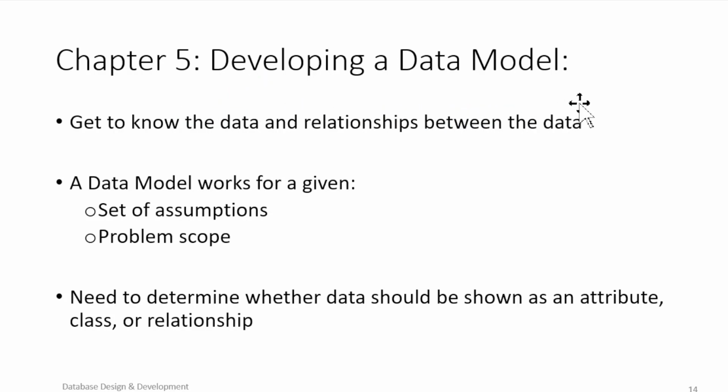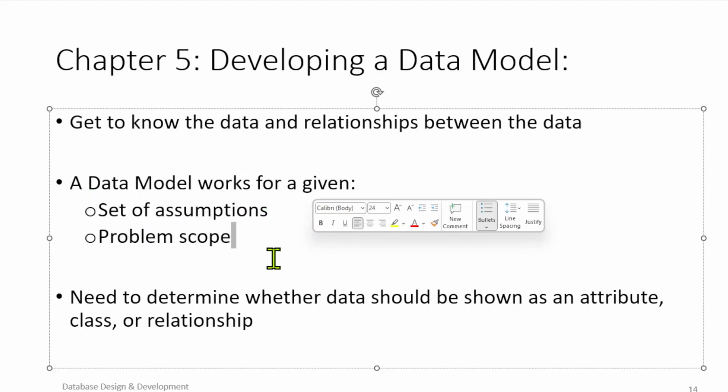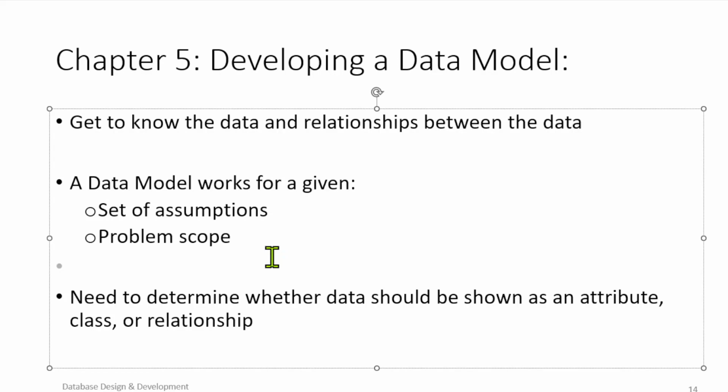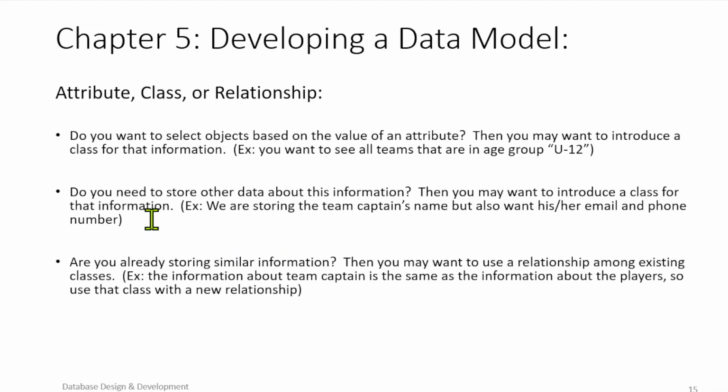Get to know your data and the relationships between the data. A data model works for a given set of assumptions and a problem scope. Always remember that. The data model is based on a set of assumptions. That's always the case. In a program, everything is based on assumptions. So there is no perfectly clean, wild world open data out there. You need to determine whether the data should be shown as an attribute, class, or relationship. So when you're looking at this model here, your class would be this box, your students. Your attributes, again, would turn into the columns. And the relationship is the connection they have between them. And that just kind of recovers that.